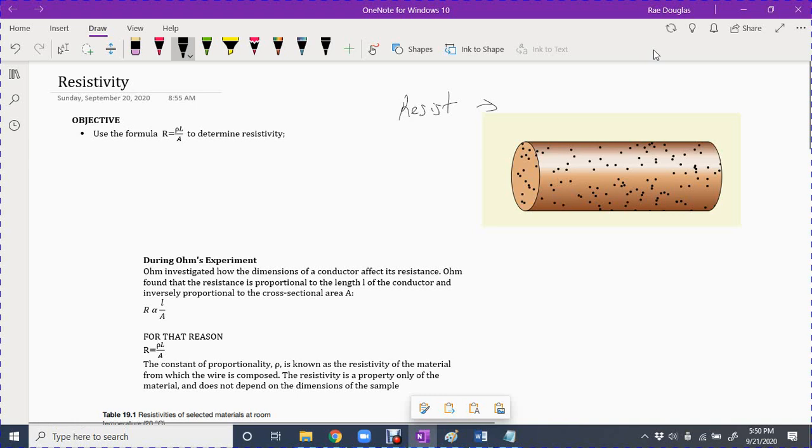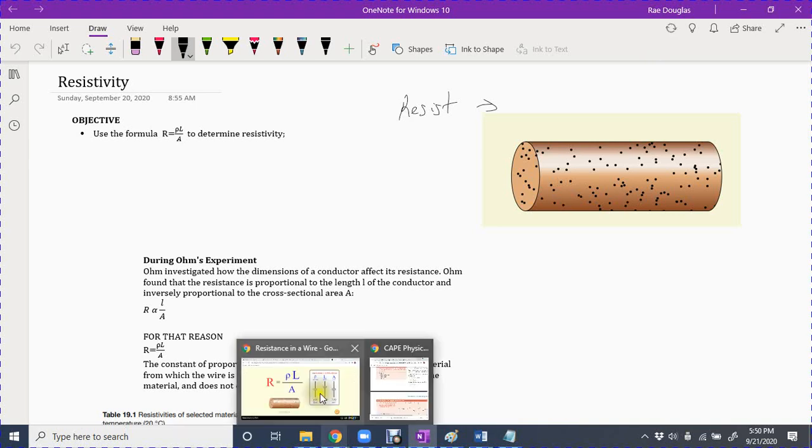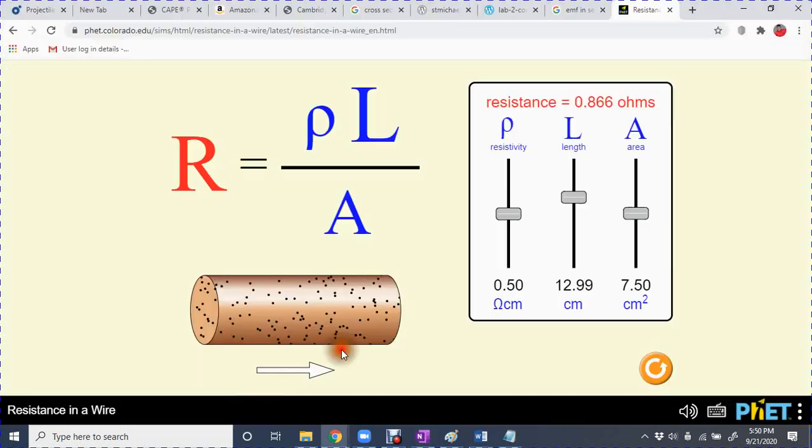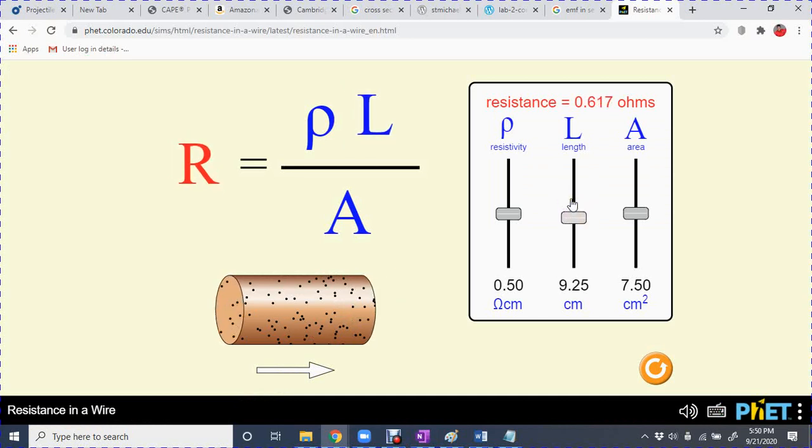So versus, let's go back to this one. I want a much smaller length. Let me just bring down the length here. We're going to make the length.